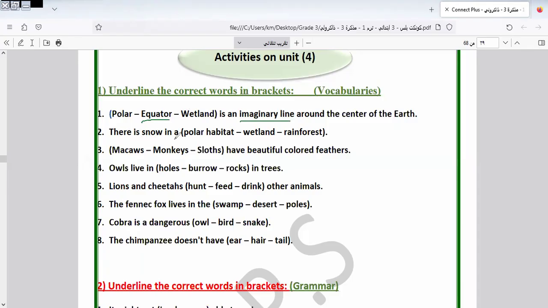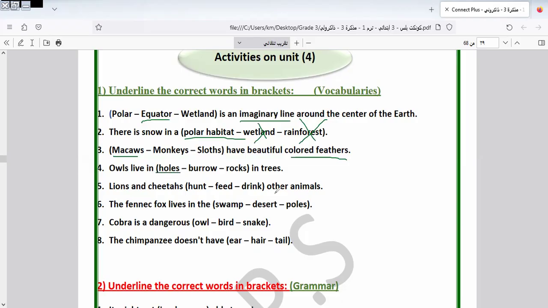There is snow in a space. The snow will be in what? In wetland? Wrong. In rainforest? Wrong. It will be in the polar habitat. Macaws have colorful feathers, as we know from the lesson. Owls live in what? In holes, in burrows, in rocks, in trees. They live in holes in trees.